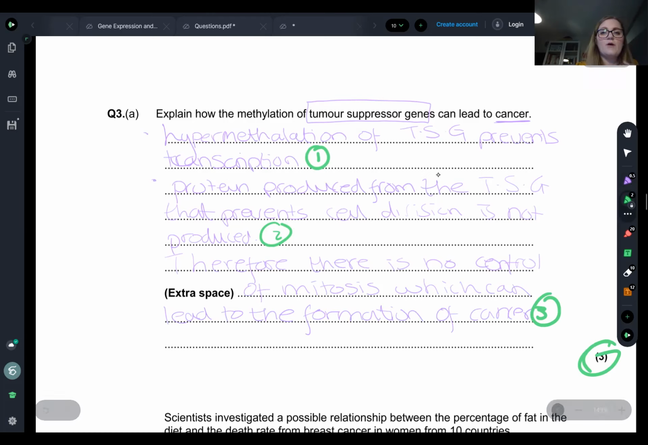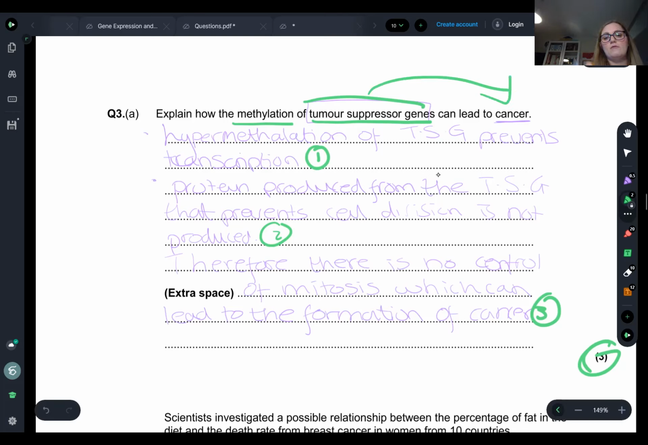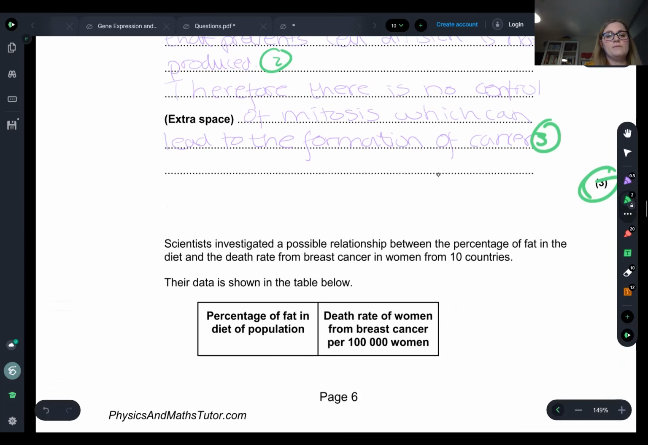So basically, the question is wanting you to say, what happens when tumor suppressor genes are hypermethylated? Then we've got to link that to it leading to cancer. Well, what is a tumor suppressor gene? It makes a protein that prevents cell division. If we're not going to produce a protein that prevents cell division, then we've got no control of mitosis, which will then lead to potential formation of cancer.